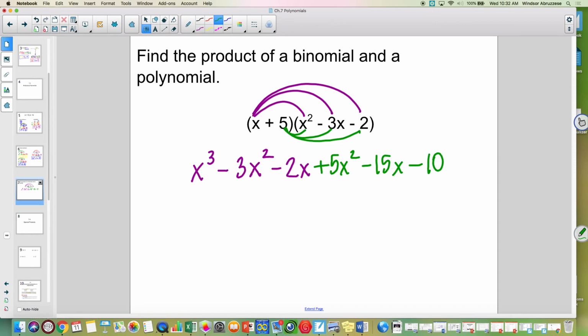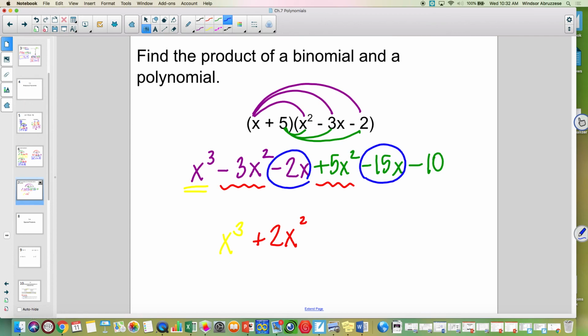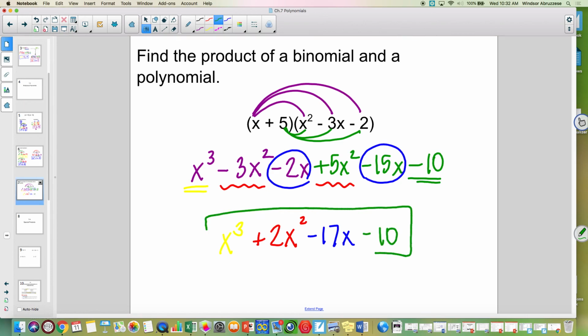So now you have this huge long expression, and you're just going to combine the like terms. X cubed doesn't have a like term, so we're just going to rewrite it. Negative 3x squared and a positive 5x squared is plus 2x squared. A negative 2x and a negative 15x is negative 17x. And then we're just going to tack on our minus 10. And that's it.